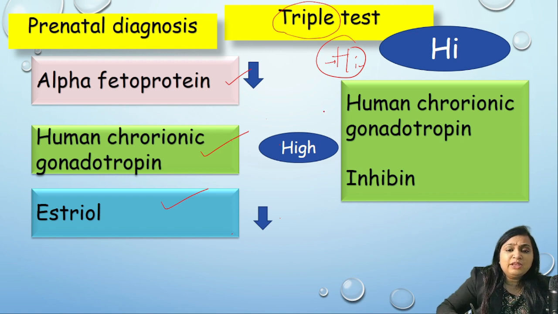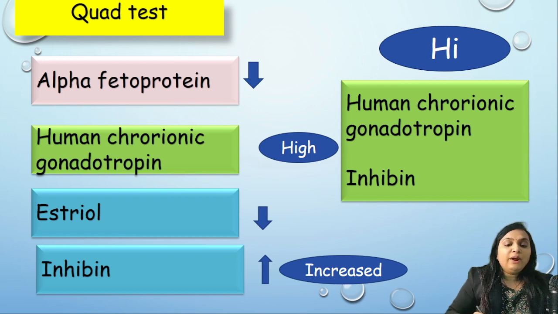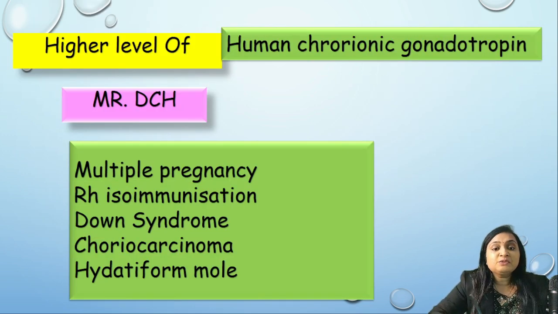But this is the mnemonic we need to remember for all kinds of prenatal screening: HI, high, that is high HCG as well as high inhibin. If you see the quad test, it includes inhibin, in which there will be an increased level of inhibin, there will be a high level of HCG, while alpha fetoprotein and estriol will be on the lower side.